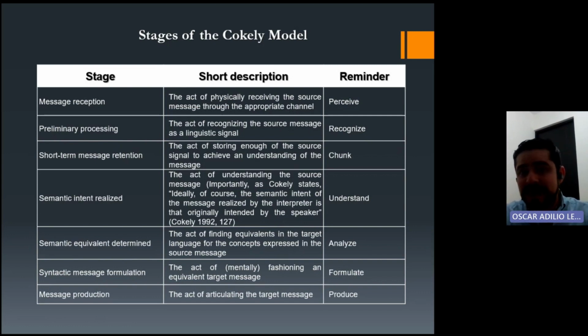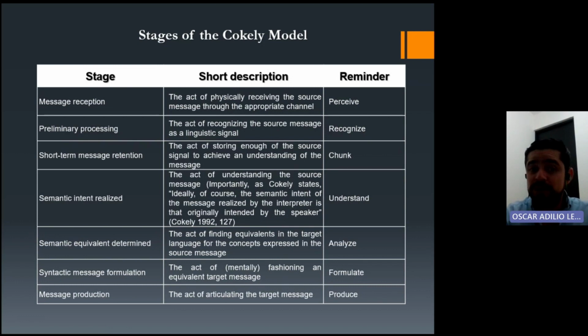And that is the act of recognizing the source message as a linguistic signal. And it's not only that our brain focuses on one sound, but it starts saying, hey, that's not only a sound. That's a code and I can understand it. I can decode the code. There is a message in there. So our brain is detecting that there is a message within the sound. So as a reminder, we have the word recognize. We first perceive and then we recognize the sound.